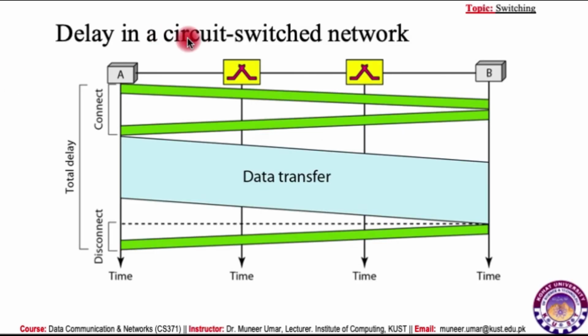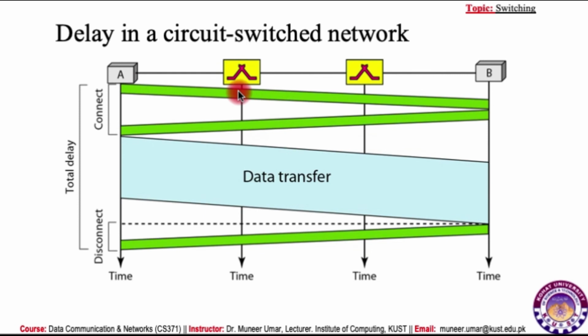Now, delay in a circuit switched network. The delay in this type of network is minimal. During data transmission, the data are not delayed at each switch. The resources are allocated for the duration of the connection. In this figure, we can see the idea of delay in a circuit switched network when only two switches are involved between two hosts. Now, if you look into this figure, there is no waiting time at each switch.